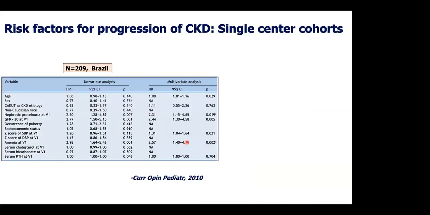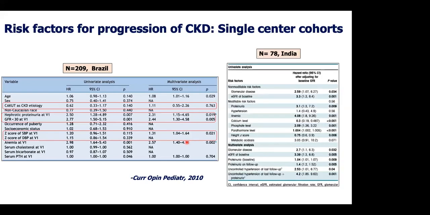So what is the data on risk factors for progression of CKD in children? These are single center cohorts, one from Brazil, published in 2010. Here you can see that overall CAKUT, that is congenital anomalies of the kidney and urinary tract, as CKD etiology has less risk as compared to glomerular causes. Proteinuria and the GFR at presentation are definitely early markers, and hypertension is one of the important markers as well. This is a cohort from the southern part of India, recently published in Kidney International. Here you can see that glomerular disease and eGFR at baseline are important risk factors, and also proteinuria and uncontrolled hypertension.